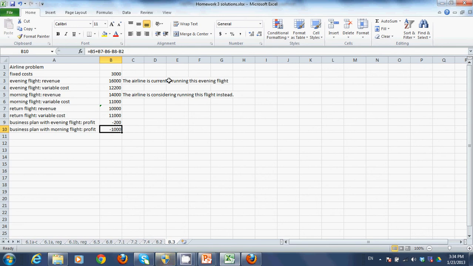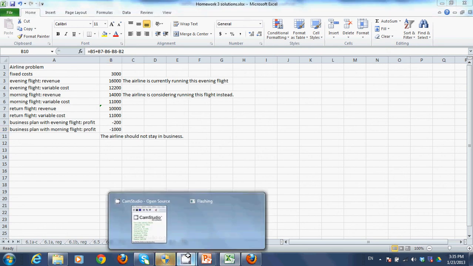minus the variable cost of the morning flight. And you notice the airline loses money either way, so the airline should not stay in business. And if it were to stay in business, it would be better off sticking with the evening flight. It loses less money that way than it does with the morning flight. So, that's homework number 3.